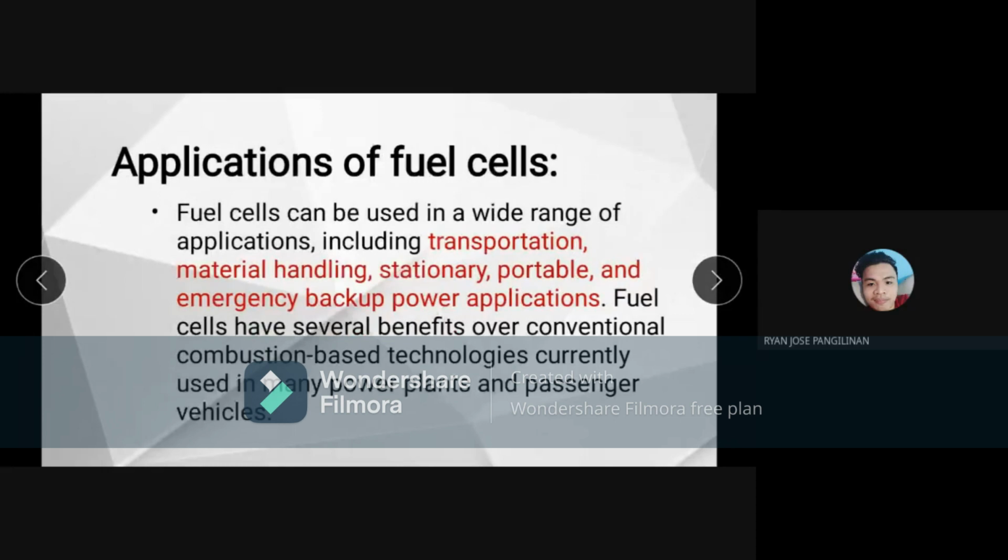Application of fuel cells. Fuel cells can be used in a wide range of applications including transportation, material handling, stationary, portable, and emergency backup power applications. Fuel cells have several benefits over conventional combustion-based technology currently used in many power plants and passenger vehicles.